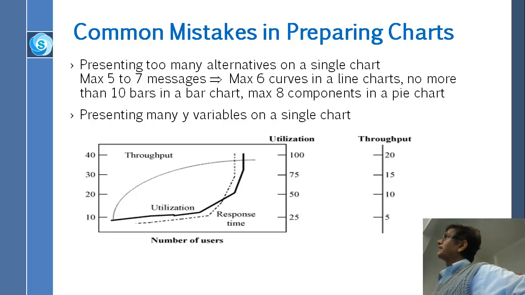Presenting too many alternatives on a single chart. Because papers generally have a limit of 5 pages, 6 pages, 10 pages, whatever that limit is, we try to cram the information into one graph. So this graph shows throughput, utilization, response time all in one graph. For throughput, the scale is here. For utilization, the scale is here. Sorry, throughput, the scale is here. This is the response time scale, and this is the utilization scale. I am already confused, right? And so is the reader. They can't figure out where to read what.